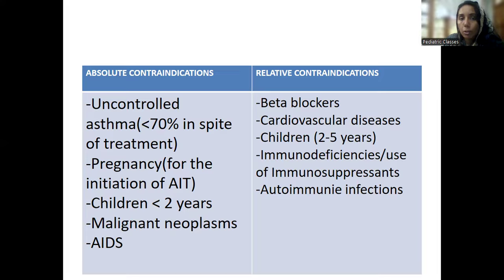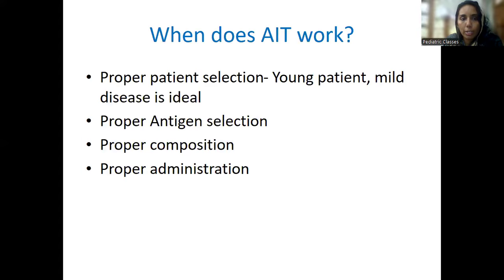Why so? Because suppose we give immunotherapy and the patient has some anaphylaxis, the drug of choice is adrenaline. And you are going to give adrenaline, and if the patient is on beta blockers, the effect of adrenaline may be negated or reduced. So that is why beta blockers are a relative contraindication. Cardiovascular disease, children 2 to 5 years, immunodeficiencies or use of immunosuppressants, autoimmune infections, all these are relative contraindications.